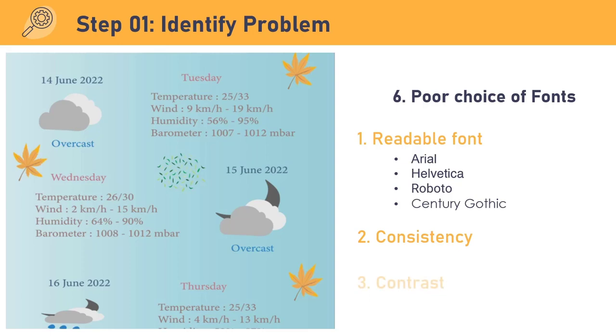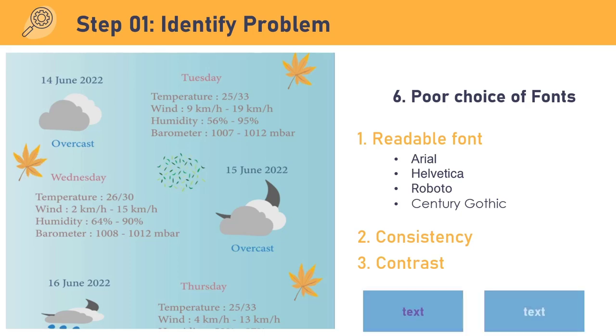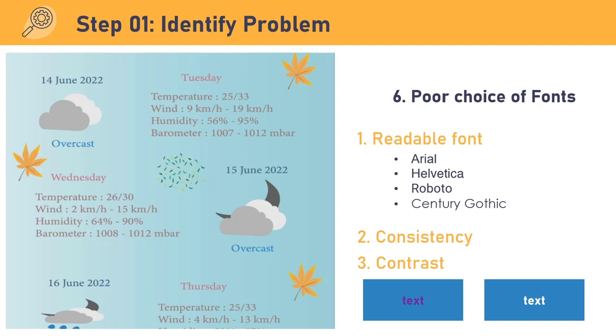Okay, the third one is about contrast. Consider using a contrasting font to create visual interest and emphasize important information. For me, contrast is more likely to be a color. So contrast in color can help guide the reader's eye and draw attention to key points in your infographic. Look at the example over here. Notice that we can easily read the second text compared to the first one.